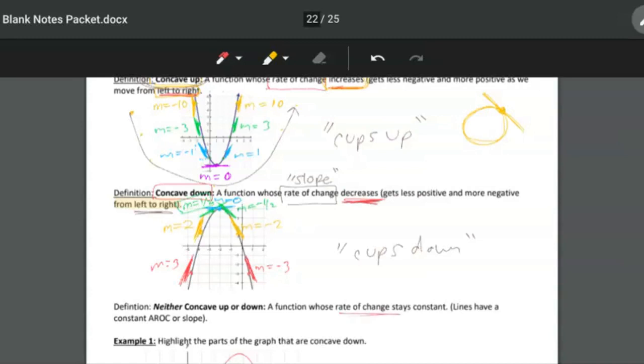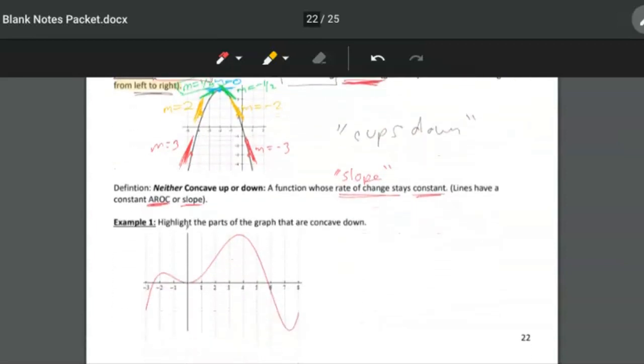And it says a function whose rate of change stays constant. Remember, rate of change is slope, right? If the slope stays constant, or you have the exact same slope all the time, that would be a line. So a graph that's a line, you can't say it's concave up or down. It would just be neither. And it says here in parentheses, lines have a constant AROC. Remember, AROC is average rate of change, or slope. On a line, it doesn't matter where you look, what 2 points you pick, you always get the same slope.